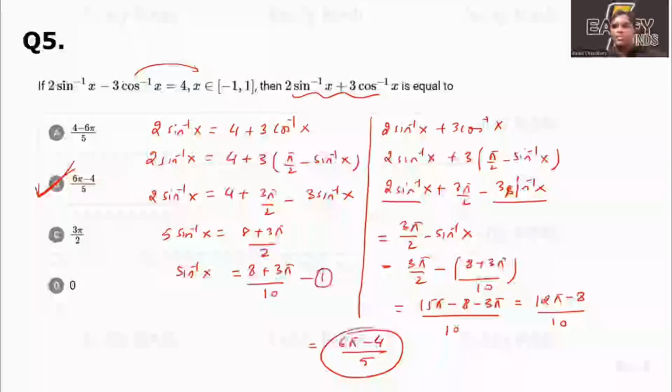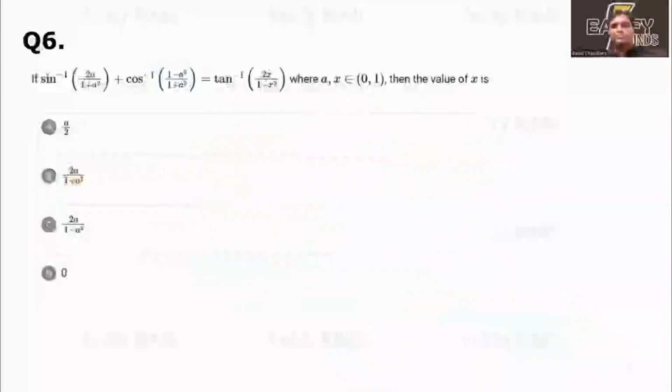Let's move to sixth one. Yes, sixth question. 1 minute time. Try to solve. Let's see the correct answer. Answer is C.